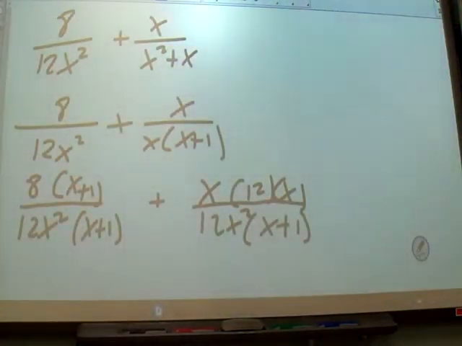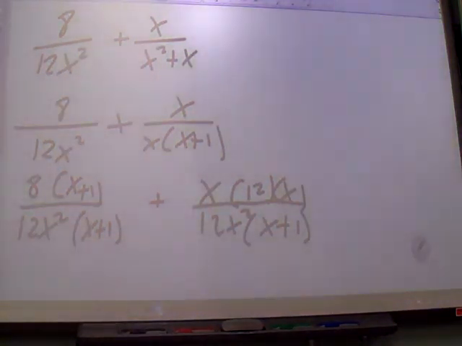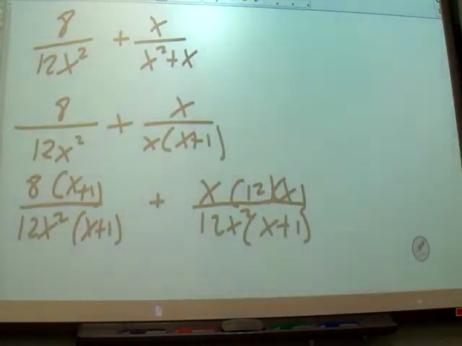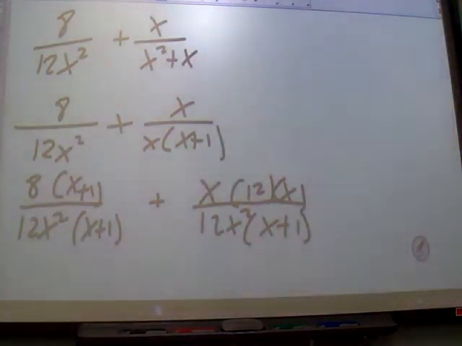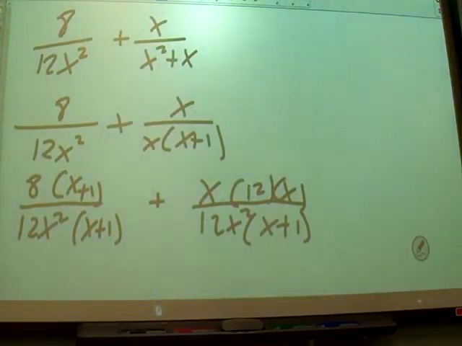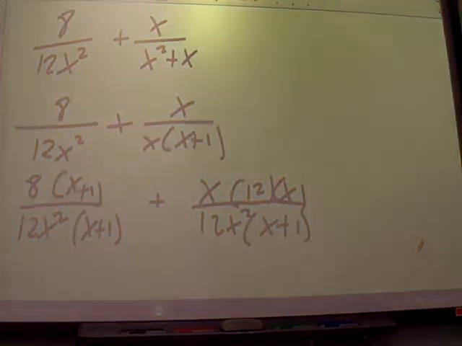Now, could I have just written 12x instead of putting it in the double parentheses like that? Of course.